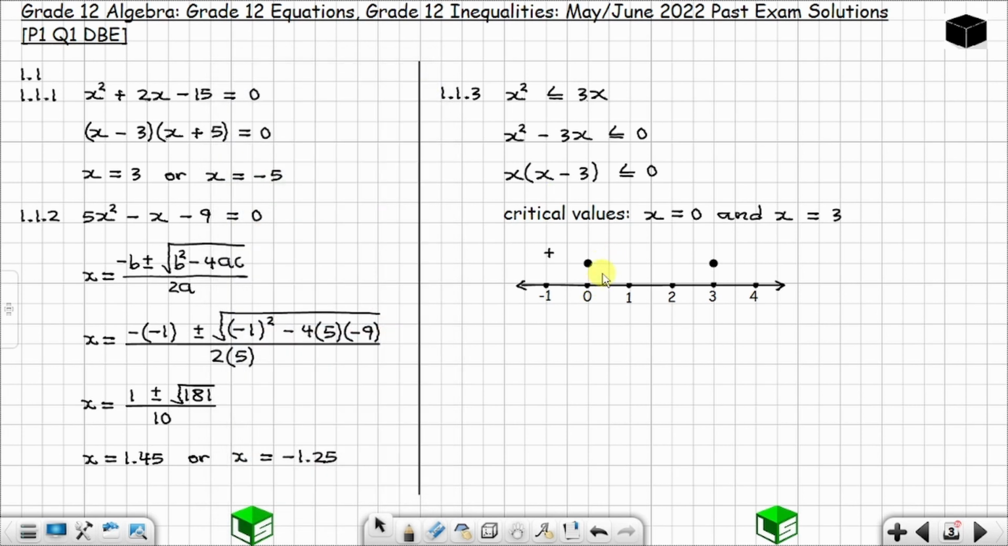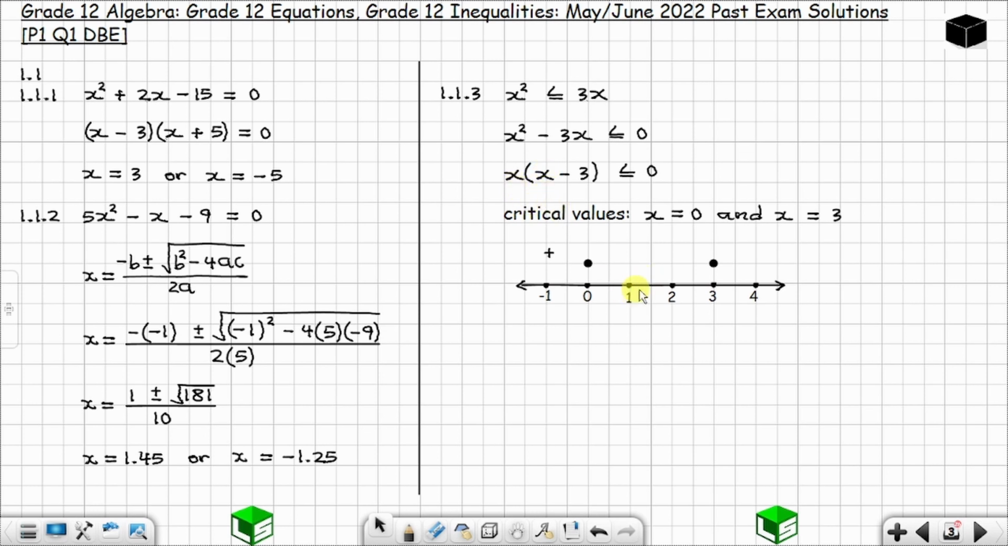After this, you can do the same. You use any number in this interval from 0 to 3. Use any number in this interval to test this interval. You are going to plug that number in there. So you can use 1, you plug 1 there, or you can use 2, you plug 2 there.